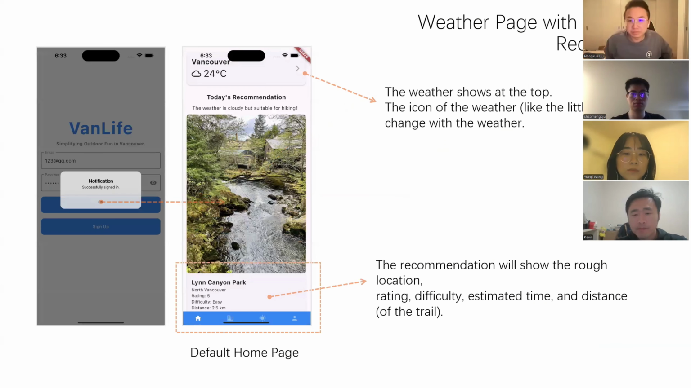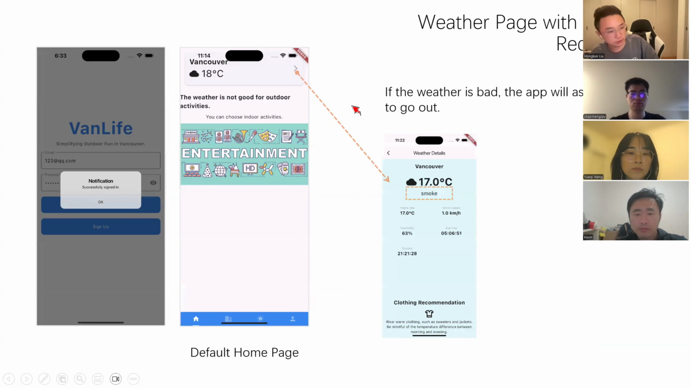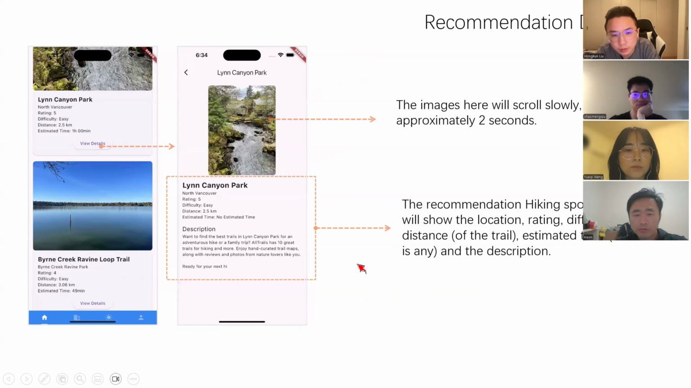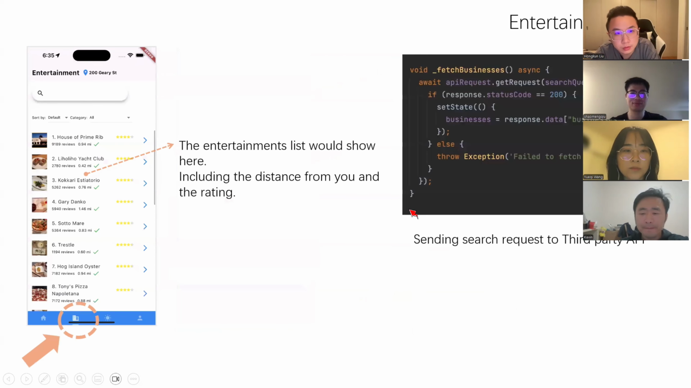And this is the default homepage. You can see the weather here, and you can see the recommendation here. If the weather is bad, then the application will not suggest you go out. If you click the weather, you can see every detail, and we ultimately aim to recommend what to wear. And if you click view details, then you can see the recommendation details of the attractions.